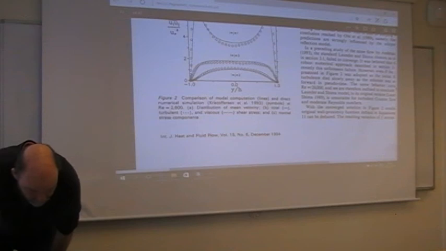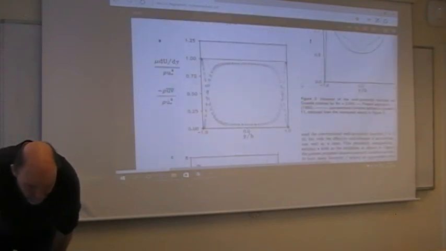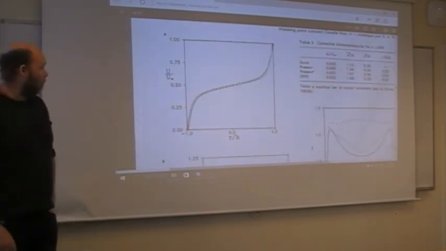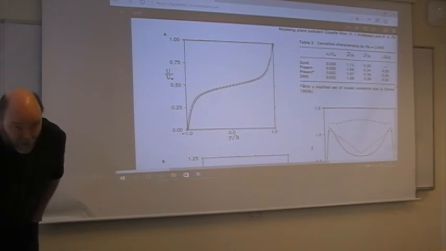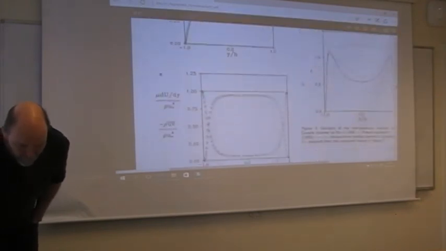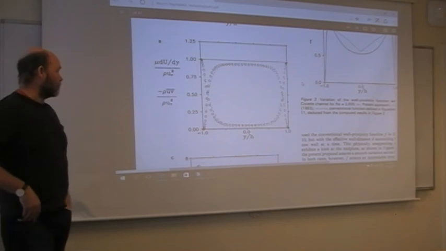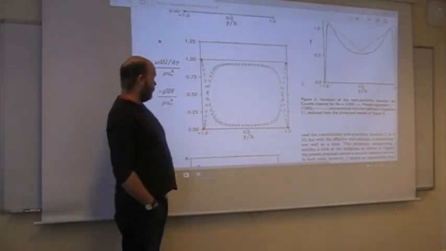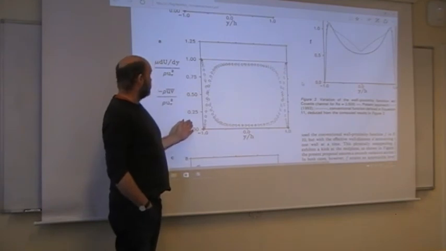So the symbols here are from the DNS that I did. So of course the DNS, that's the correct one. The straight line is in their simulation. Here you have sort of the control, the test.